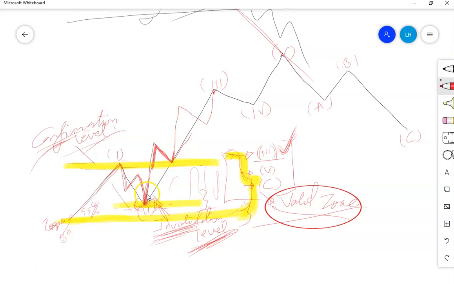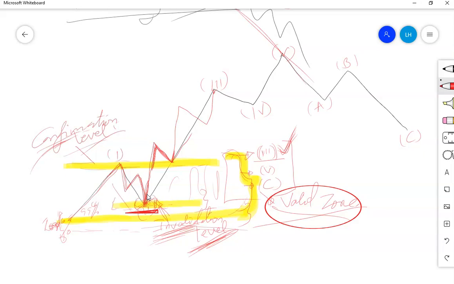Now, if you have an entry in this area, where will you put your stop loss? Your stop loss should be just a few cents below the invalidation. If you consider this as the invalidation level, your stop loss should be right below this area. But if you take this lower level as invalidation, your stop loss must still be just a few cents below it.